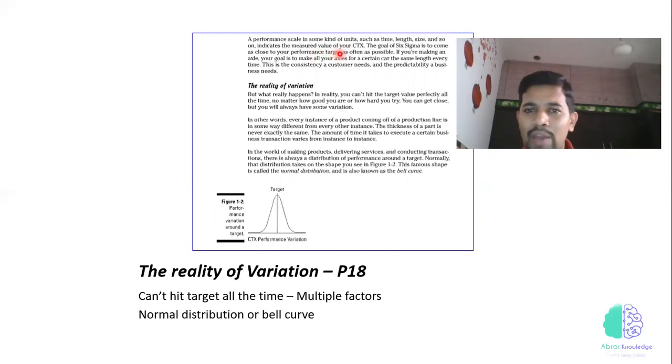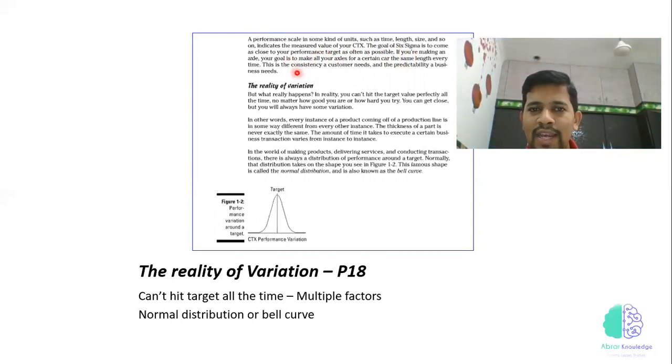Indicate the measurement value of your CTX, the critical factors. And the goal of Six Sigma is to close your performance target as often as possible. If you're making, say, an axle, your goal is to make that axle for a certain car the same length every time. This is the consistency as a customer need and the predictability as a business need.